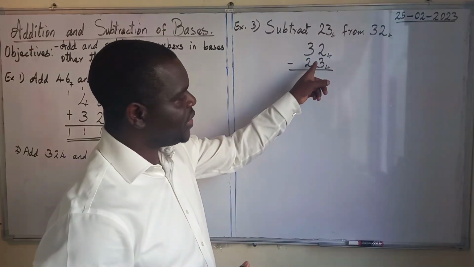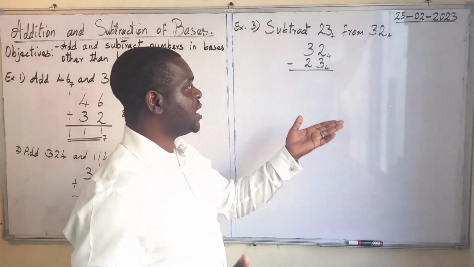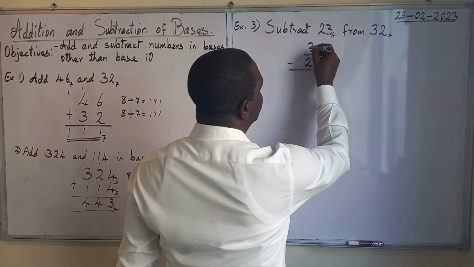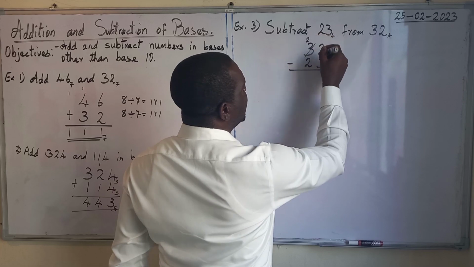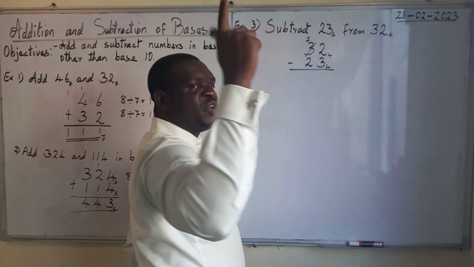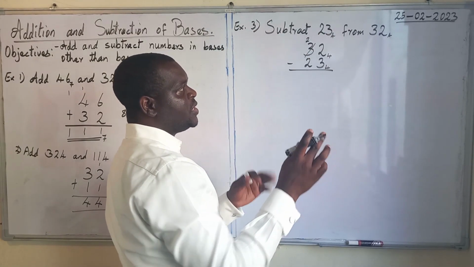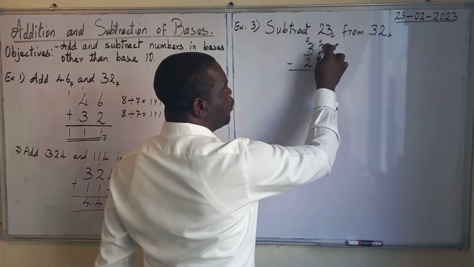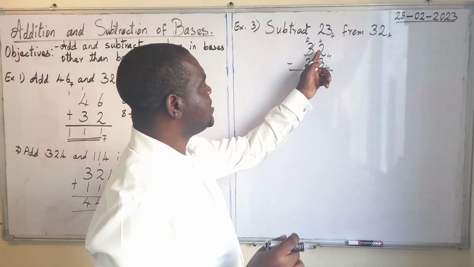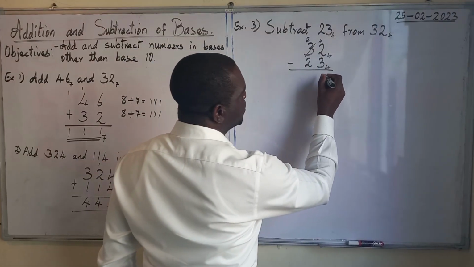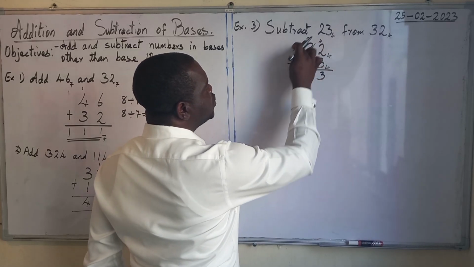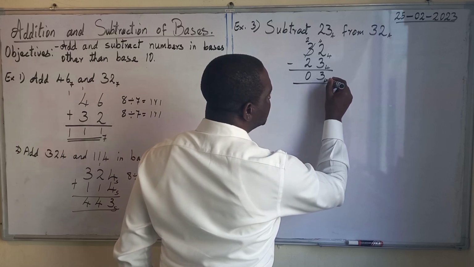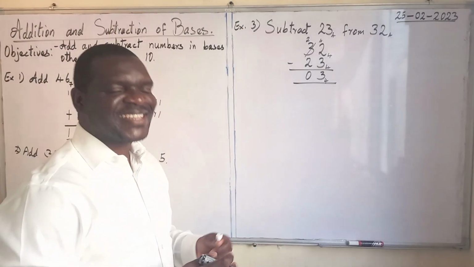2 take away 3. 2 is smaller than 3, so we cannot subtract. What you are supposed to do here is to borrow from here. If we borrow from here, 2 will be left. And what we bring to this 2 is not 10 as we used to do in our normal day operations. We're operating in base 4, so what you are bringing in is 4. If you add 4 to 2, it gives you 6. 6 take away 3 gives 3. Here you're left with 2, and 2 take away 2 is 0. So this is the answer in base 4. Let's look at the next example.